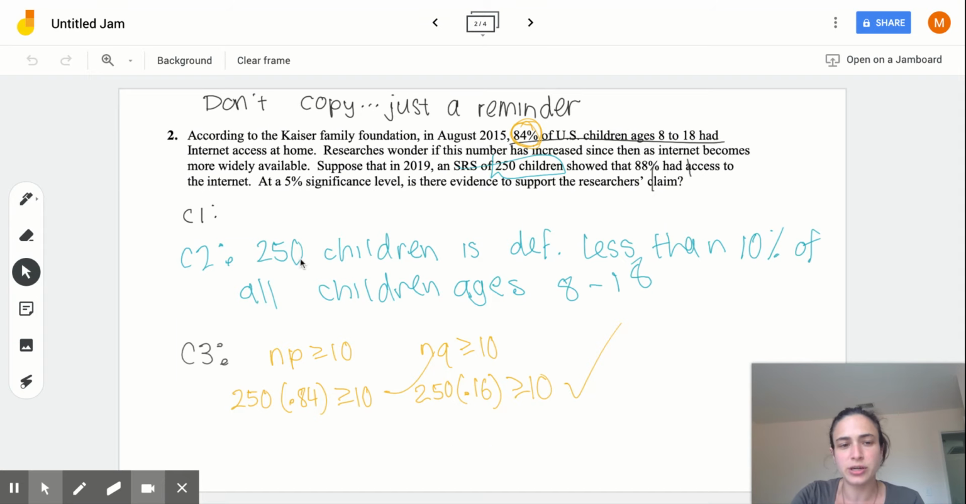Also, just make sure for C2 that you're really clear. 250 children is definitely less than 10% of, it's not just all children. Be careful what you say here because this is talking about only children ages 8 to 18. You should state that when you're talking about the whole population because that's what it is, okay? You do need to do conditions on the first two questions of this assignment. You do not need to do it on the third. It says all that in the directions, so just read it.